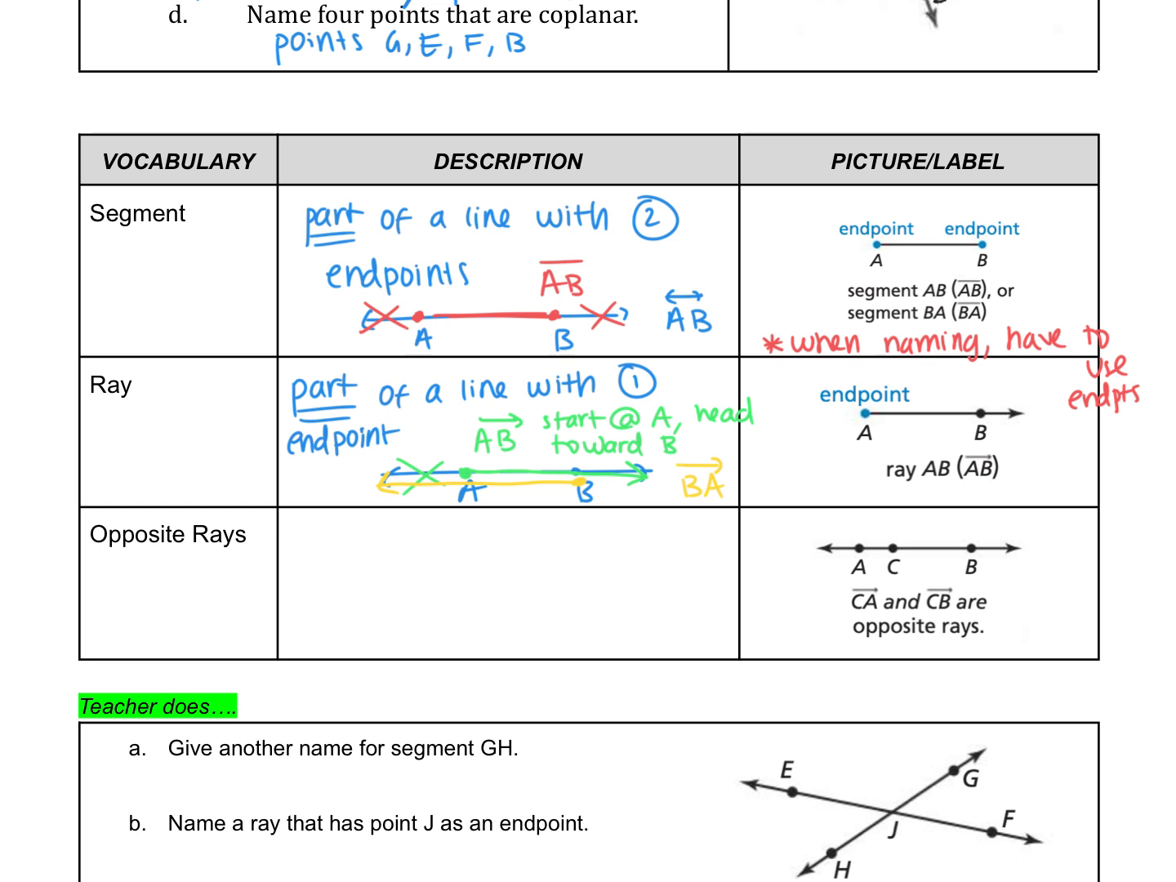Last one is opposite rays. Opposite rays are two rays that share the same endpoint and they form a straight line.